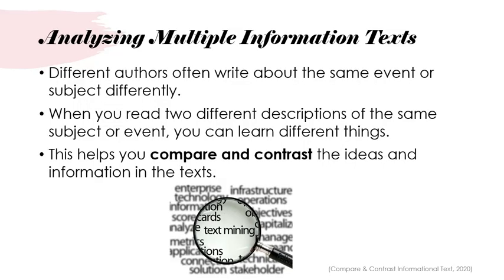When you look at analyzing two or more texts, here are some things that we need to look for. Different authors often write about the same event or subject differently. When you read two different descriptions of the same subject or event, you can learn different things. You're not going to get the exact same descriptions. Also, this helps you compare and contrast the ideas and information in the texts.